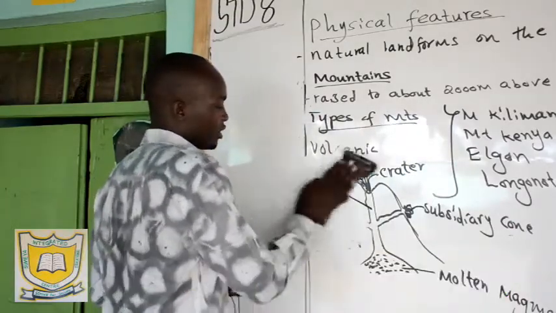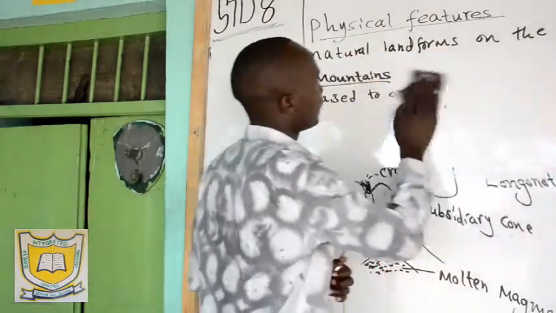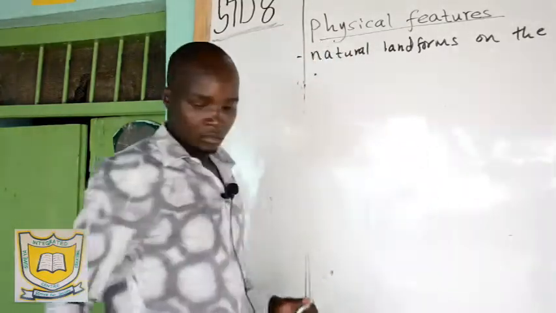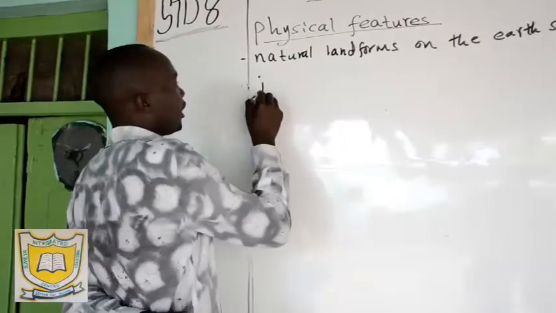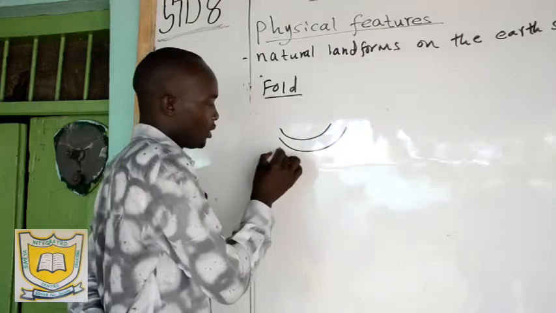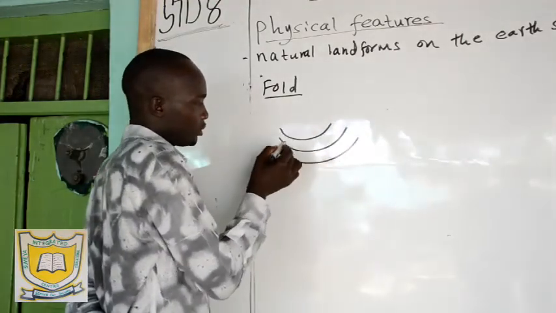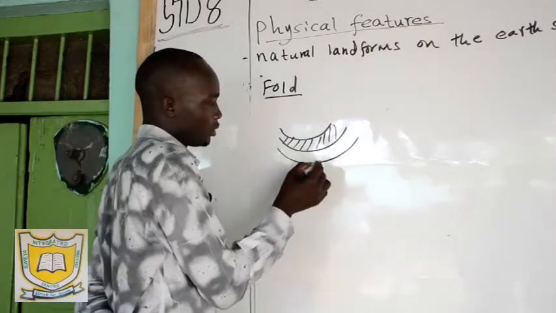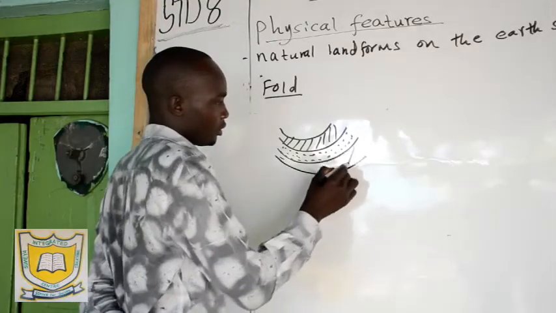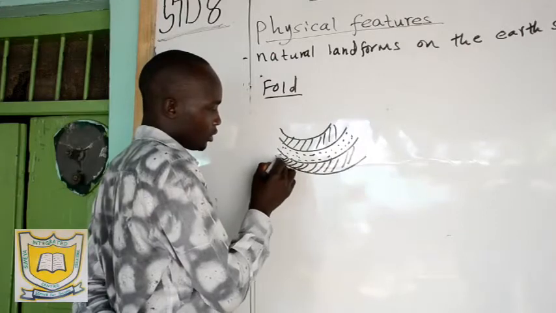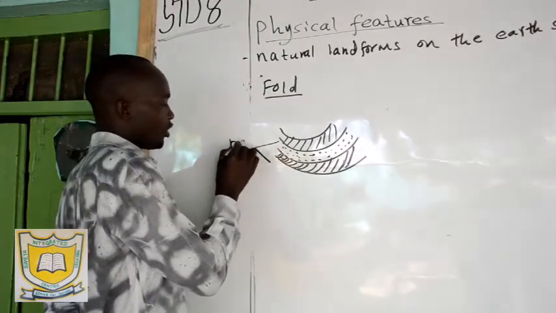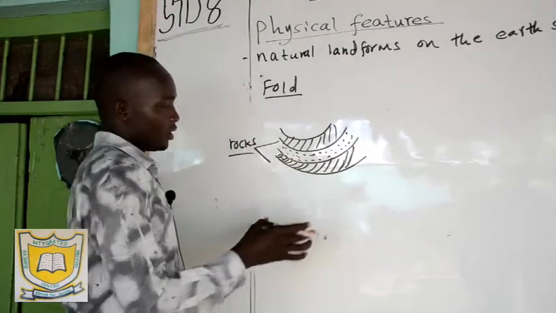Then we have also another type of mountains. We have what we call fold mountains. A fold mountain starts to be formed like this. Fold mountain. So these are rocks. There are rocks under the surface. So these are now the formation of fold mountain.